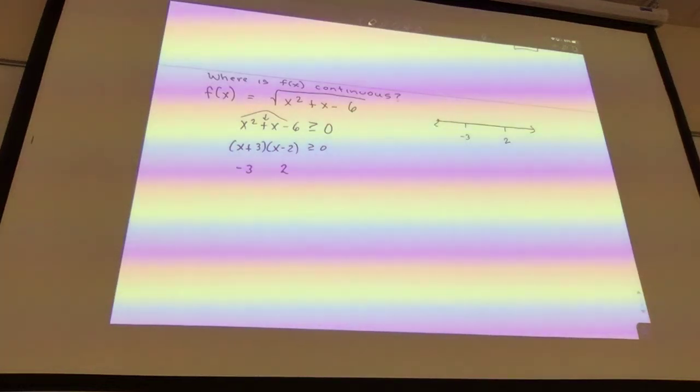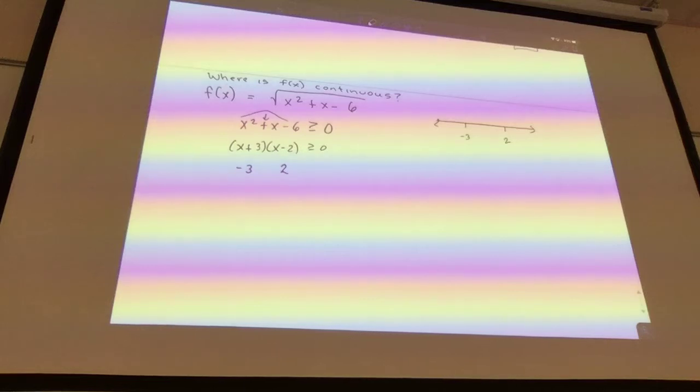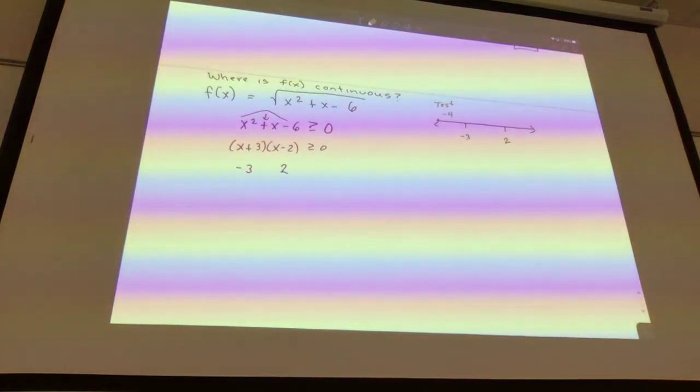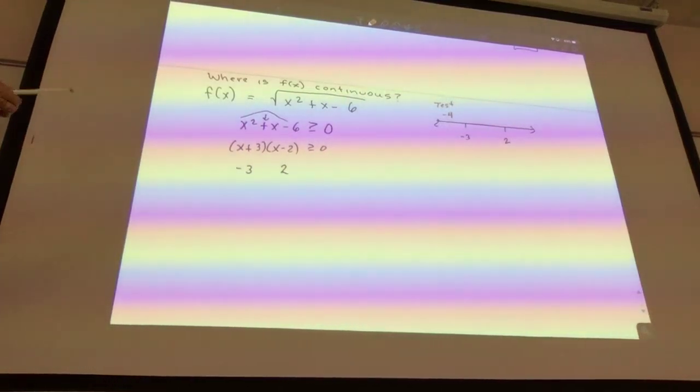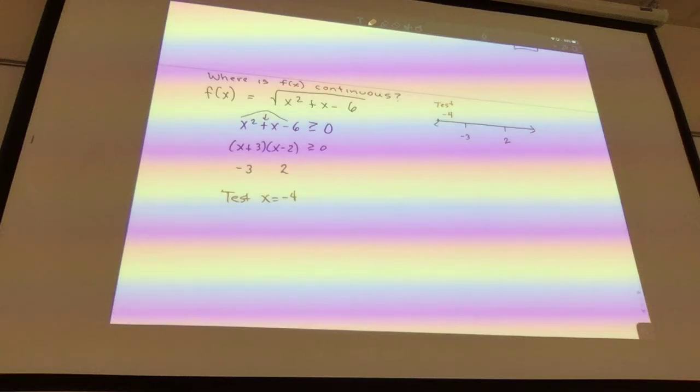Now we have to test this to figure it out. This one's just not intuitive right off the bat. We actually have to test these intervals. I'm going to call this test, and pick a value to the left of negative 3. I'll pick negative 4. I can pick any number to the left of negative 3 and try it out. So I'll say test x equals negative 4.